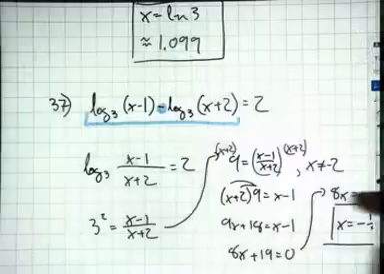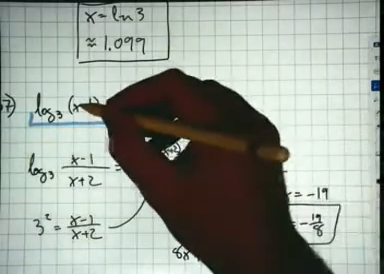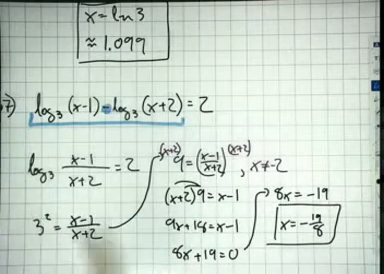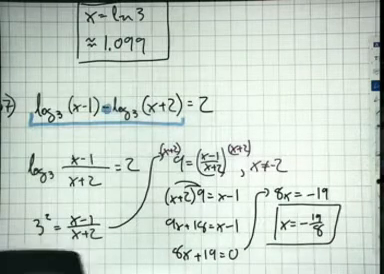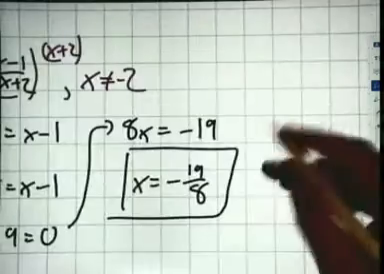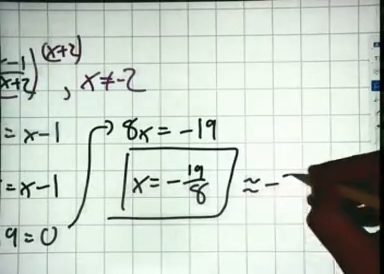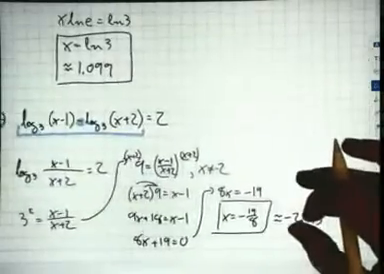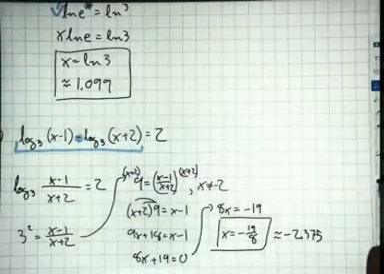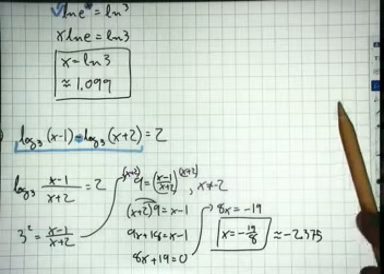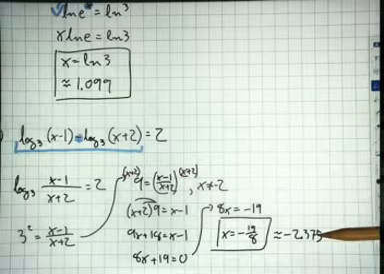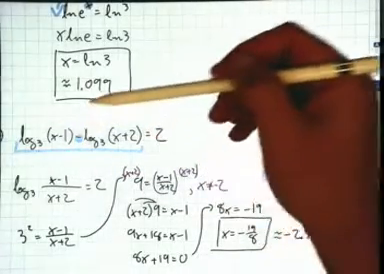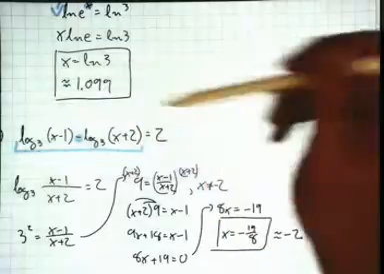Now, the question is, can we plug it in up here? Because remember, we cannot take a logarithm of a negative number. So what was that again? That negative 19/8, that's approximately a negative 2.375. Uh-oh. If you plug in negative 2.375, you get a negative 3.375.